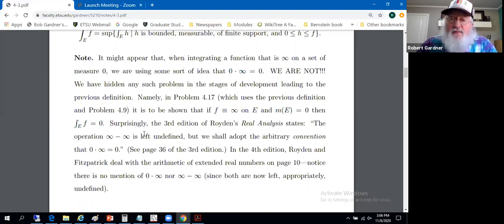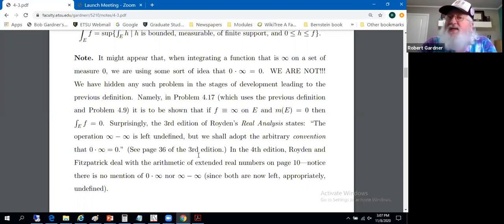I've been dealing with this Royden book for literally decades. The third edition, I say quite surprisingly, of Royden's Real Analysis states, quoting from page 36 of the third edition, these notes are based on the fourth edition, the operation infinity minus infinity is left undefined, but we shall adopt the arbitrary convention that 0 times infinity equals 0. Bugged me from the first time I encountered it decades ago.